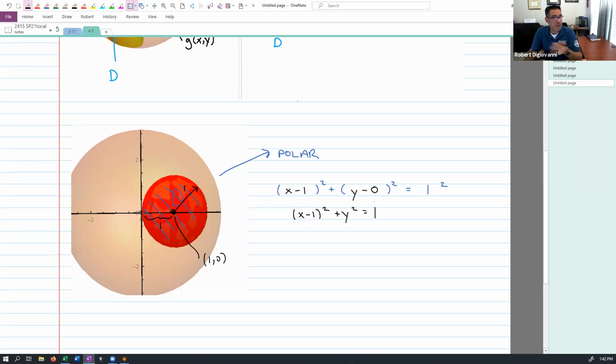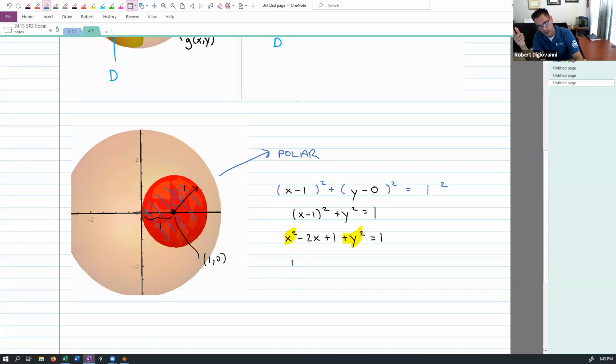And then I'm going to just do the same thing I just did a second ago. I'm going to expand out the left side. X squared minus 2x plus 1 plus y squared equals 1. And then watch what I do here. I'm going to go a little faster this time. X squared plus y squared, that goes straight to r squared, doesn't it, when I go to polar.